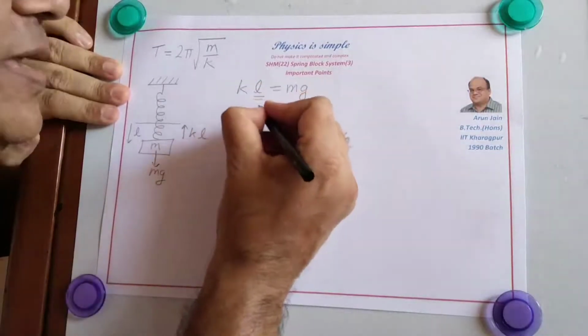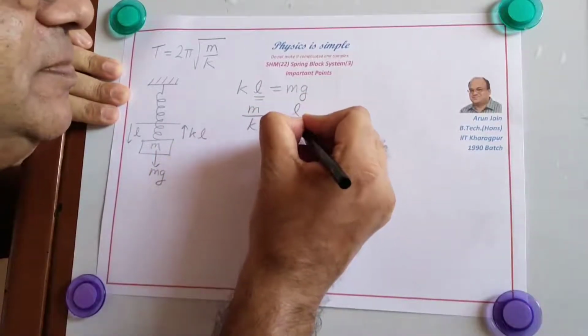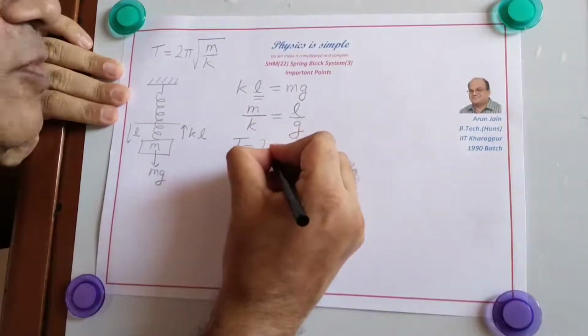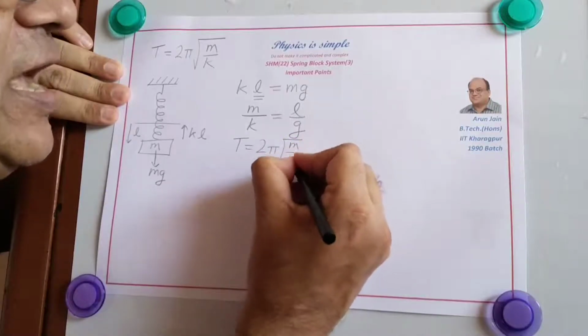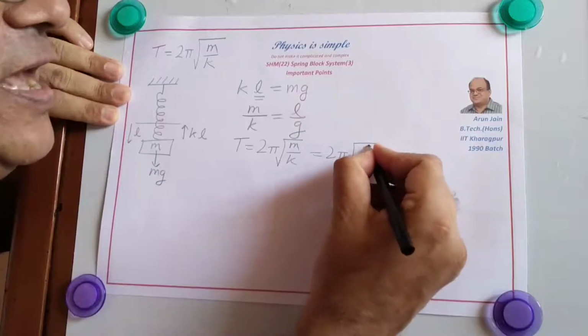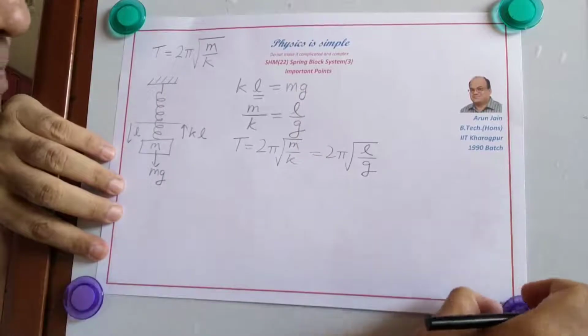So from here we get m by k equal to L by g. And therefore, the time period of a vertical spring block system can also be written as 2 pi root over L by g, where L is not the length of the spring. L is the extension of the spring when mass m is hung.